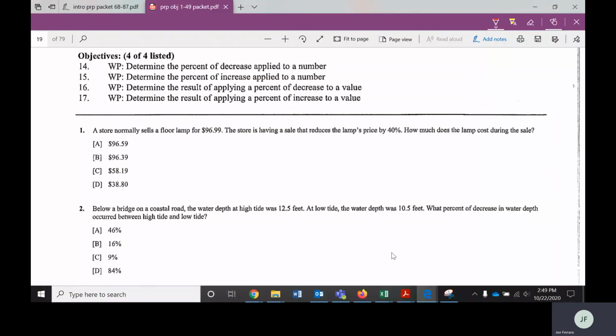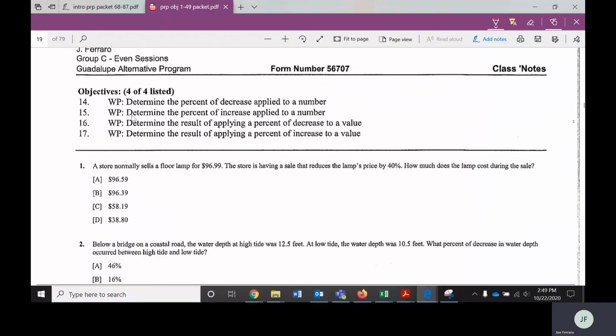Hello, Gap Math students. This video is going to be for percents, ratios, and proportions 14 through 17. So you should be grabbing your packet and turning to the page that looks like this. It has objectives 14 through 17. So if you don't have that, hit pause, go grab that, and make sure you're on this page.